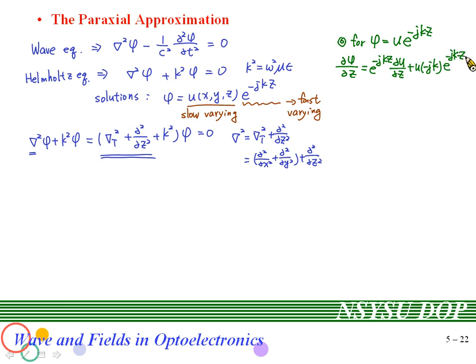As you obtain the result for partial phi over partial z, let's take the partial over partial z of this equation again. What I am saying is that let's perform partial square phi over partial z square. According to the result shown here, this operation will give us the following terms.